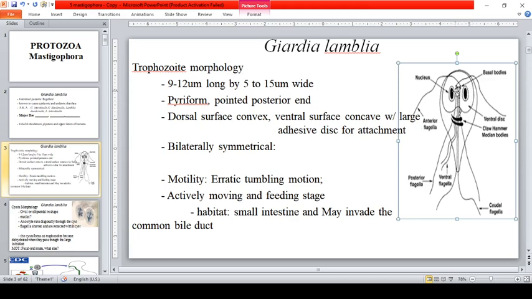The trophozoite exhibits two nuclei. It has two nuclei, and it has an axostyle as well, and four pairs of flagella. Therefore, how many flagella does the Giardia lamblia trophozoite have? There are 8. Let's check what these 8 flagella are.